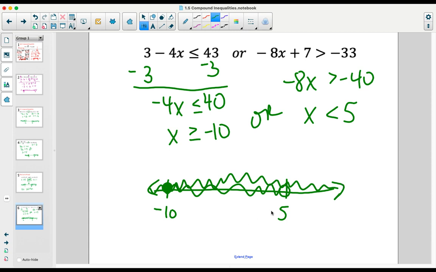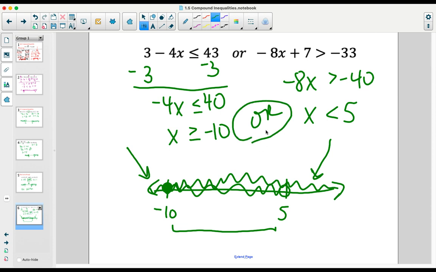Sure, there's parts of it that are shaded twice. This region that's in between the negative 10 and the 5, that's shaded twice. This part over here that's out beyond the negative 10, only shaded once. This part here that's out beyond the 5 is only shaded once. But remember, we're looking at an OR. We really only need this to be shaded anywhere.